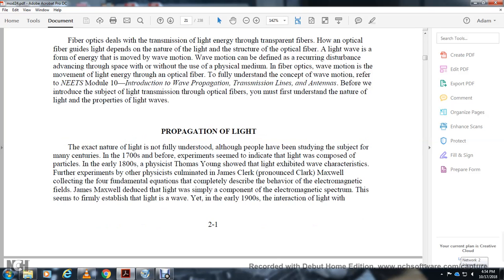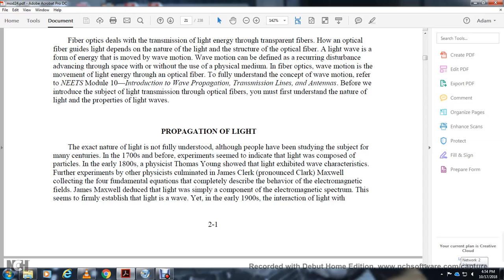Propagation of light. The exact nature of light is not fully understood, although people have been studying the subject for many centuries. In the 1700s, experiments seemed to indicate that light was composed of particles. In the early 1800s, a physician and physicist, Thomas Young, showed that light exhibited wave characteristics. Further experiments by the physicist James Clerk Maxwell, collecting four fundamental equations to completely describe the behavior of the electromagnetic field, led Maxwell to deduce that light was simply a component of the electromagnetic spectrum. This seemed to firmly establish light as a wave.